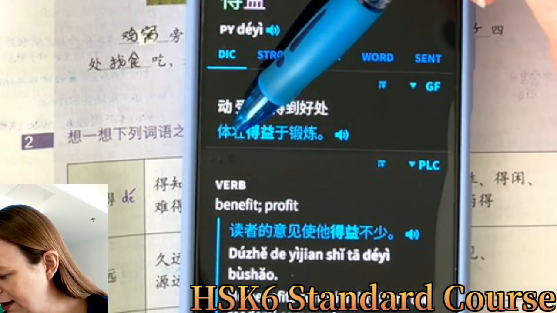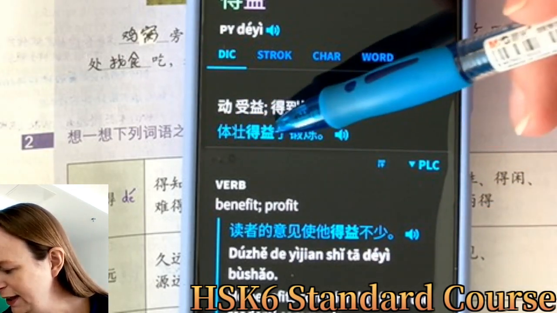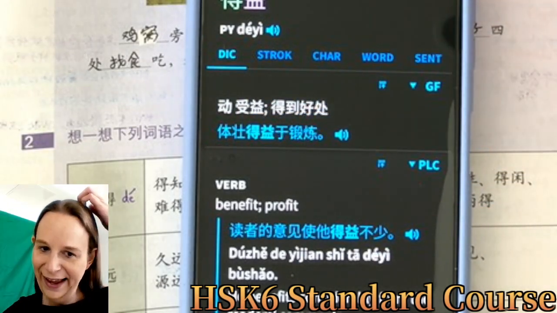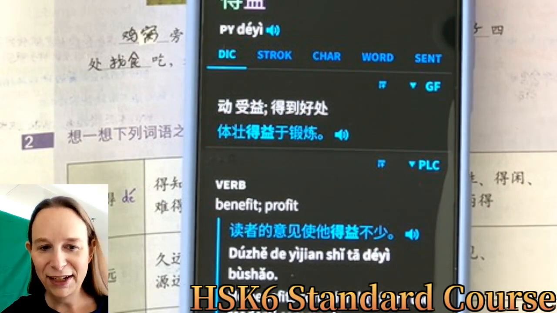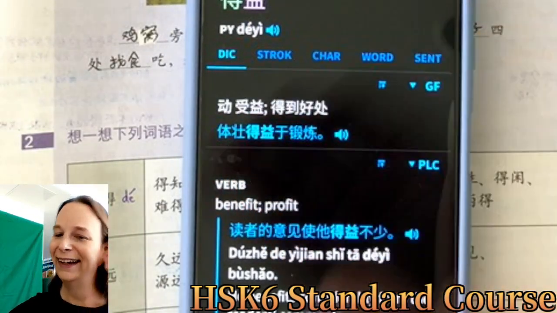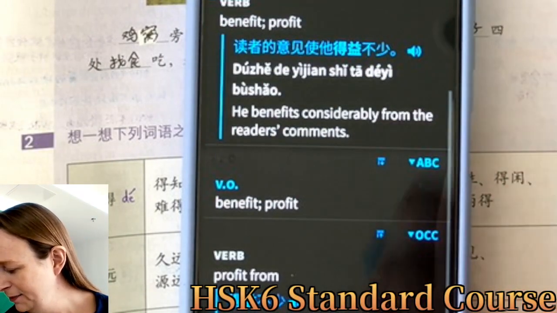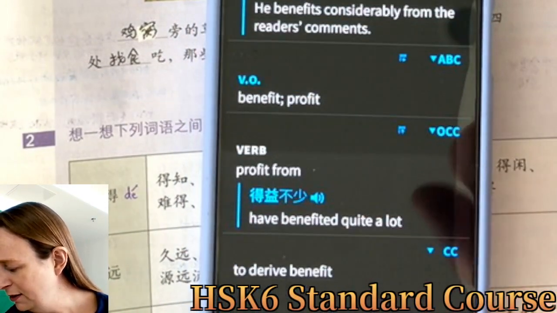体壮, like stature. 体壮得益于锻炼。Okay, so your stature, isn't it stature, right? 体壮, something like stature. Draws benefit from physical exercise. 得益不少。Okay.